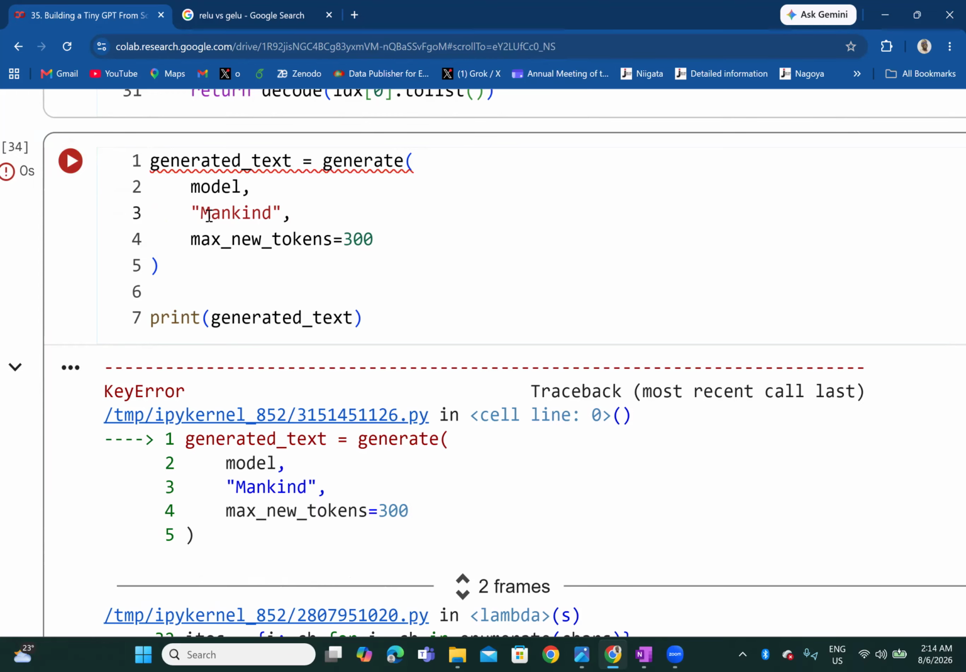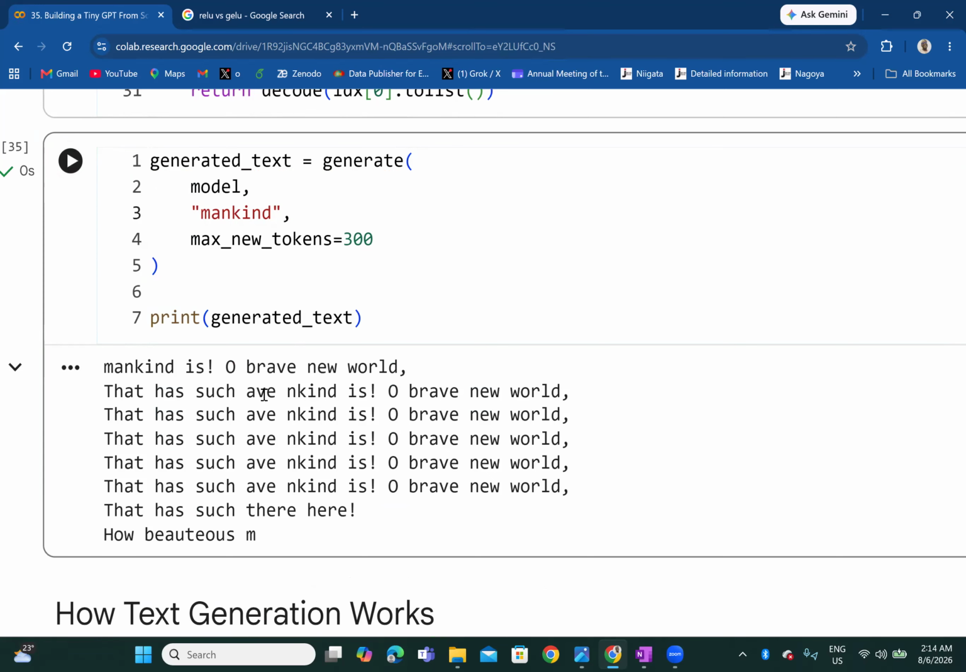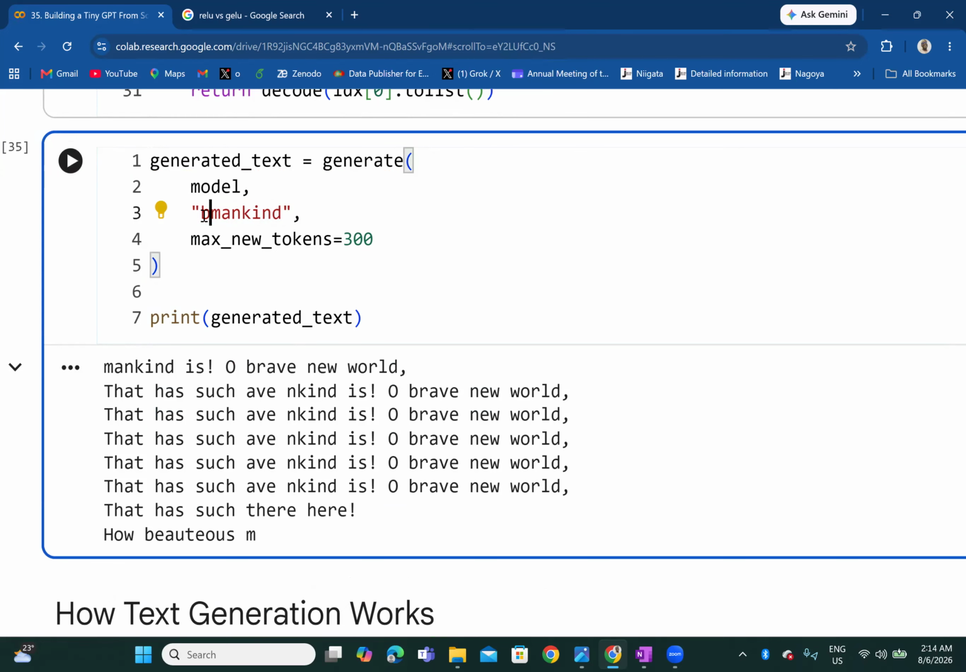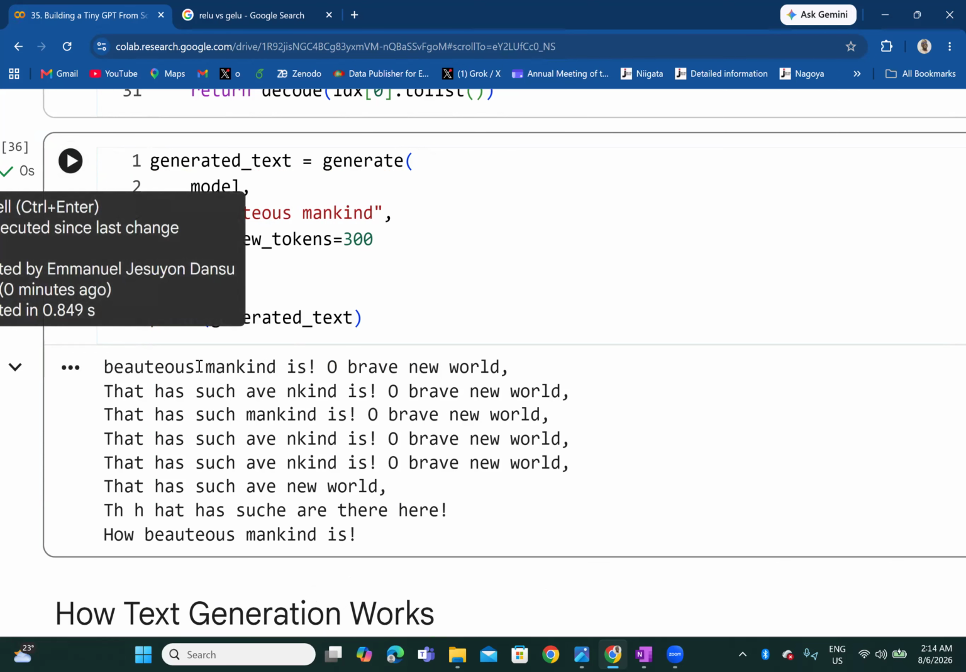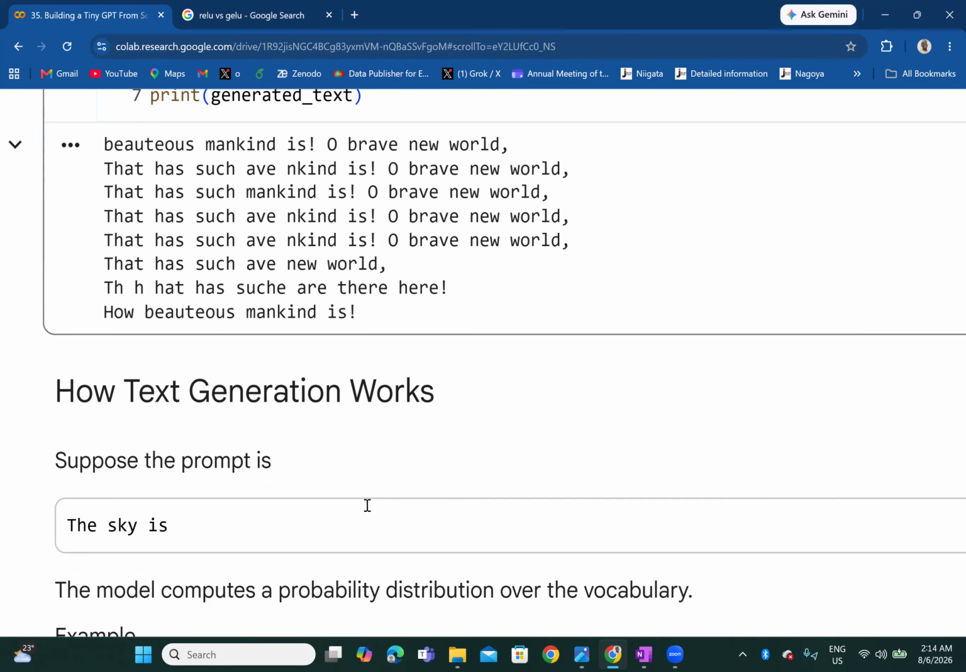So now, okay, it's giving an error because mankind is not part of what it is trained on. So I have mankind, yeah. So it is case sensitive. Mankind is oh brave new world. So it means it follows mankind for the most part. So let me say beauteous mankind and see what happens. Beauteous mankind. Let's see what that looks like. So it says beauteous mankind is oh brave new world. So you can see it's giving things related to the original text on which it was trained, how beauteous mankind is, something like that. So that's how all of that goes.